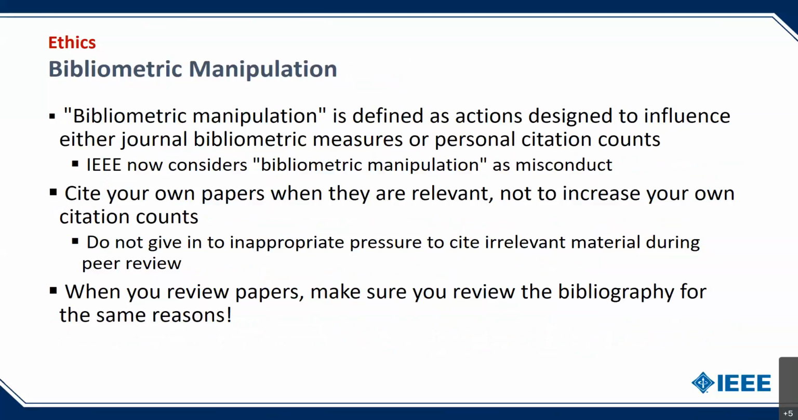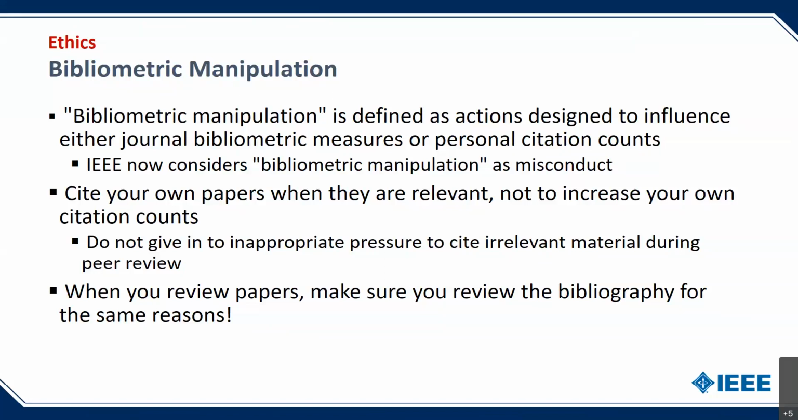One final point. These days, people are getting very tied up on metrics in terms of how many times a paper is cited, what is the impact factor for a journal, and so on. As a result of that, people are also trying to manipulate these metrics. And that now is recognized as an ethics violation by IEEE. Things which you're doing specifically to influence either general bibliometric measures or personal citation counts are considered bibliometric manipulation, which is a case of misconduct.